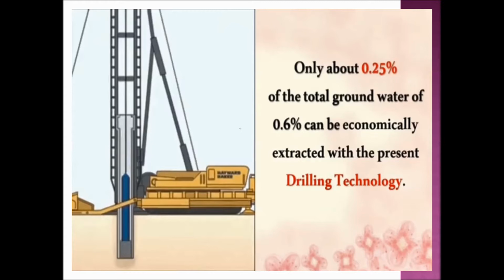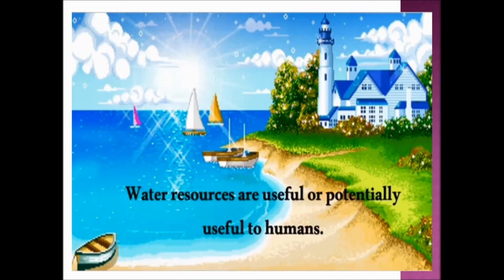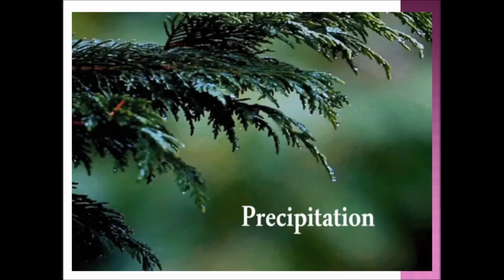So students, I hope you are clear with the composition of water on earth. Water resources are useful or potentially useful to humans. We have seen that water is an indispensable element, that is an unavoidable or essential element without which life can't exist on earth. Now let's see how we are getting water. What are the sources from which water is available on earth?